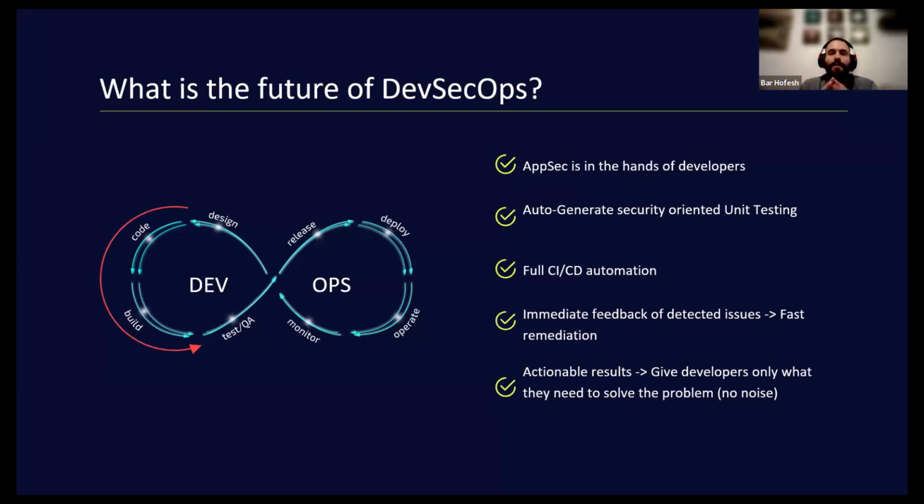Immediate feedback of detected issues, so bring us fast remediation. So think about just running your line of code, or just, I don't know, save, or just git commit or git push, and bam, you have already information about, listen, you just uploaded an issue, or there's a problem with your code. Get those feedbacks as fast as possible, and actionable results, right?